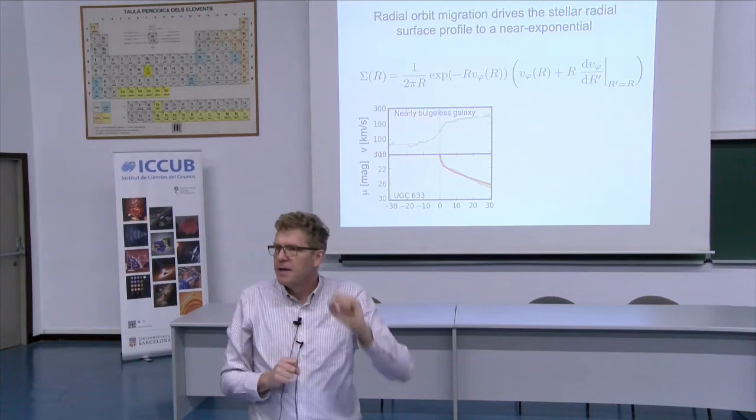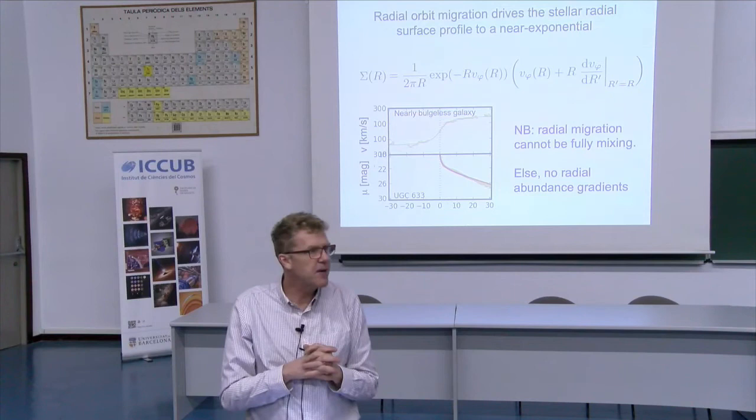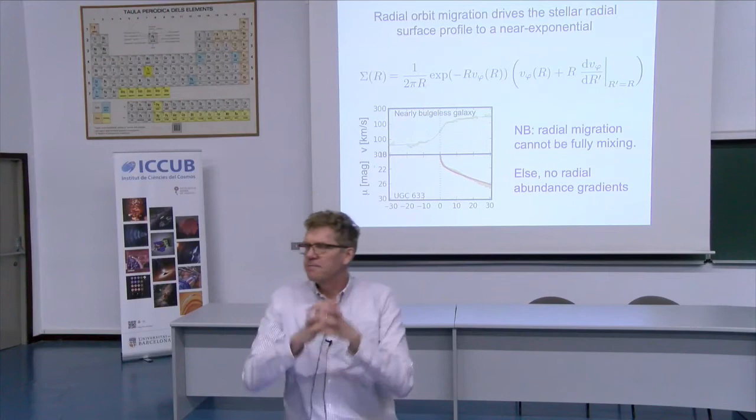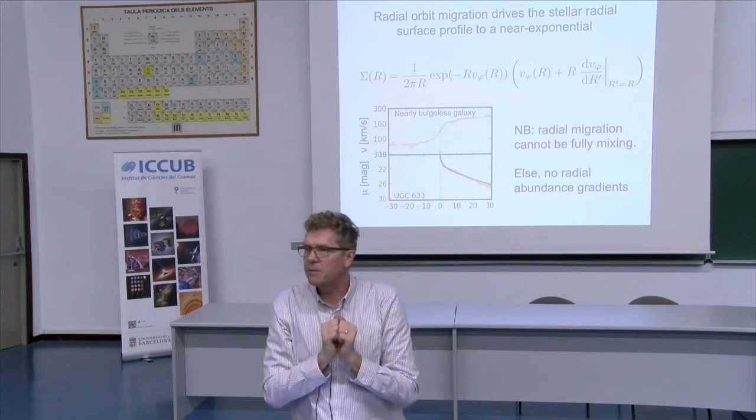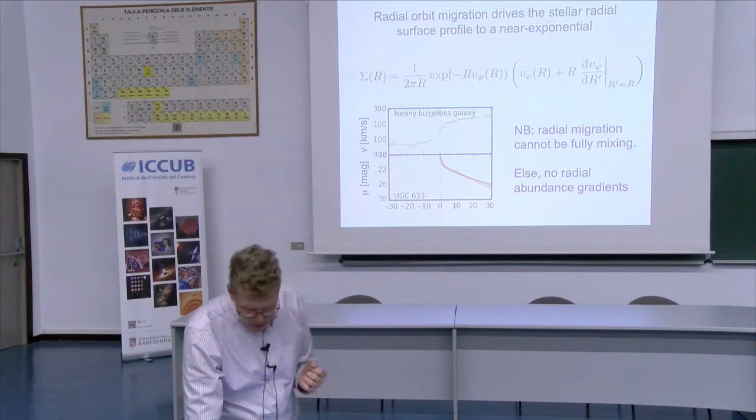Now it's important to realize that this is only a thought experiment, because if one had really reached the thermodynamic limit, then there wouldn't be gradients of anything. So the point to take away is that no matter what profile you start out with, this radial migration or angular momentum scrambling drives you towards an exponential. And even if that process is incomplete, very quickly profiles start looking very close to exponential. Okay.